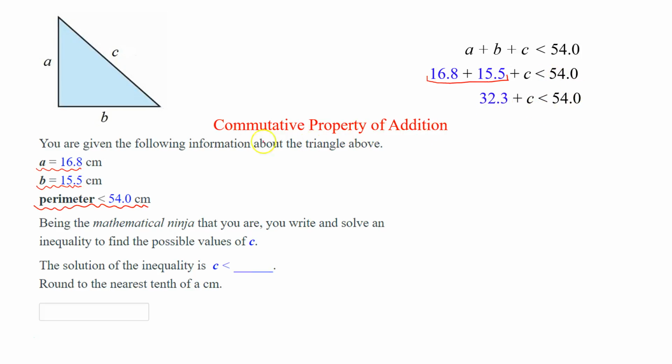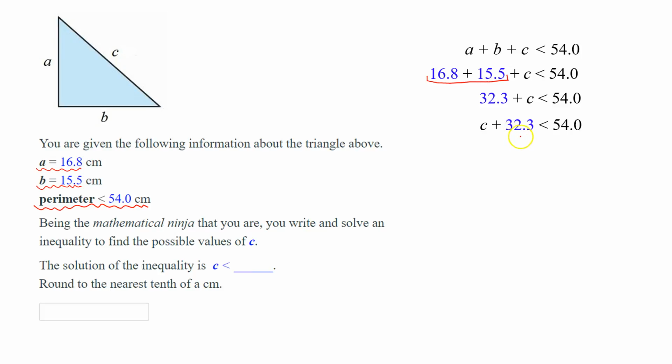And then if we use the commutative property of addition, which means that you can add in either order, for example, like 2 plus 3 is the same as 3 plus 2, they both equal 5. So addition doesn't matter about order. So we can rewrite this as C plus 32.3. And that might help clear up what we should do to get this 32.3 off of the left side. It's positive here, it's still positive here, right?